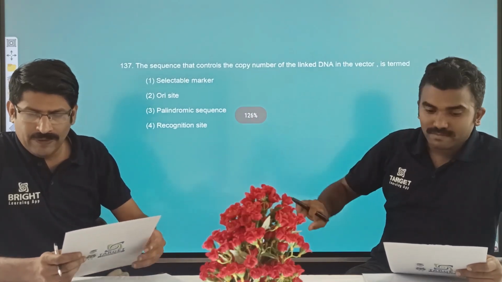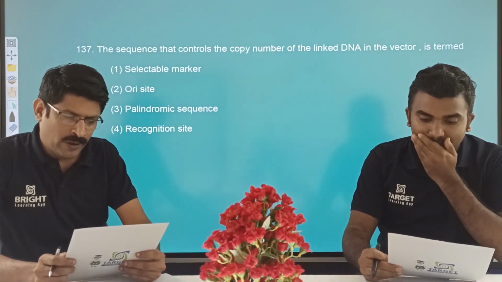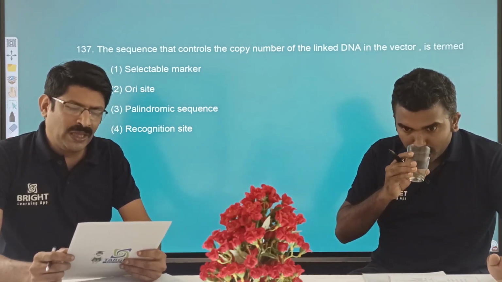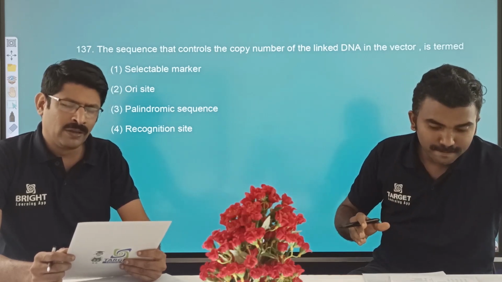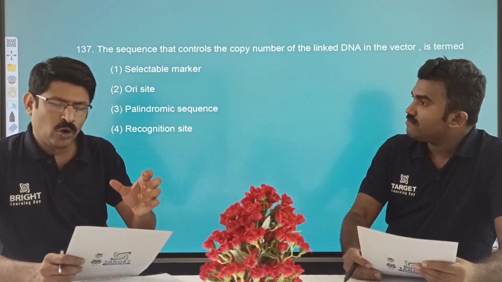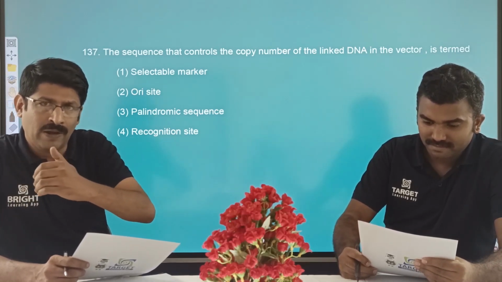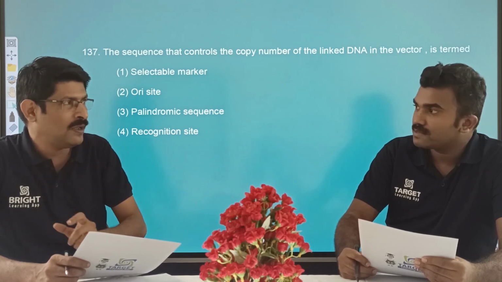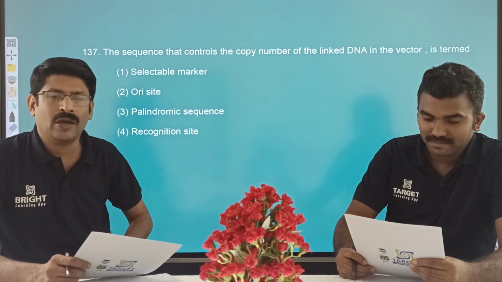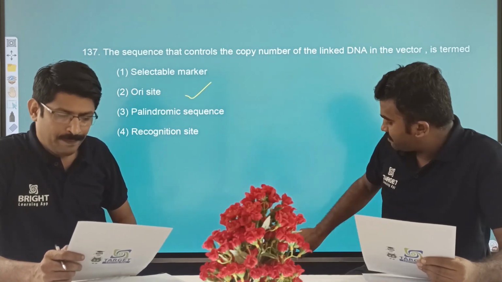137 is from biotechnology, first chapter, and it is also the exact lines of page number 199 of the second year textbook. In the first chapter of biotechnology, the sequence that controls the copy number linked to DNA, the vector, is termed as ORI, origin of replication. The same line is in NCERT. And a palindromic sequence is the sequence that reads the same from left to right and right to left, that is GATTC. Selectable marker recognition. The copy number is governed by the ORI, origin of replication site. So the answer is the second one.